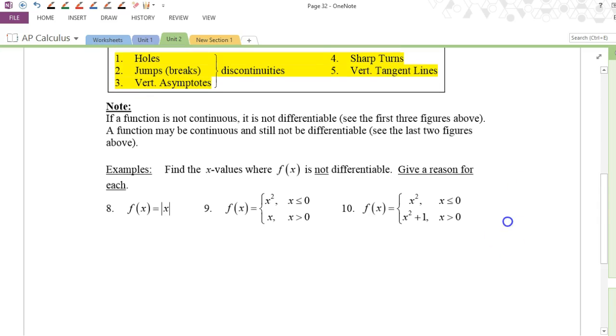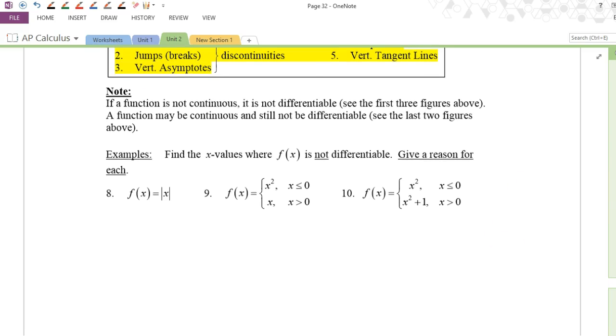Okay, so let's talk about these ones. For these examples, it says find the x values for f of x that is not differentiable, and then give us the reason.